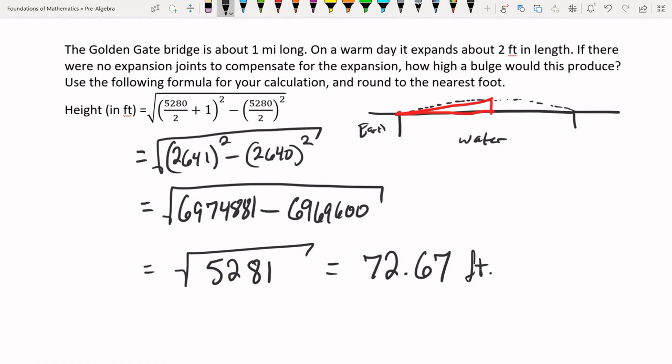And I checked my work there. I'm pretty sure I'm correct. That means that the height, this height here, would be 72 feet tall. So a 1 foot expansion that can't go anywhere without the expansion joints would end up producing a bulge in the Golden Gate Bridge of 72 feet tall, which would be a huge change. That would be quite terrifying to drive across, if you even could.